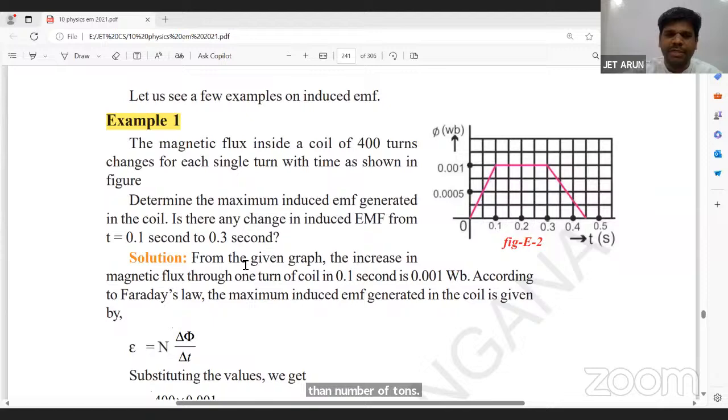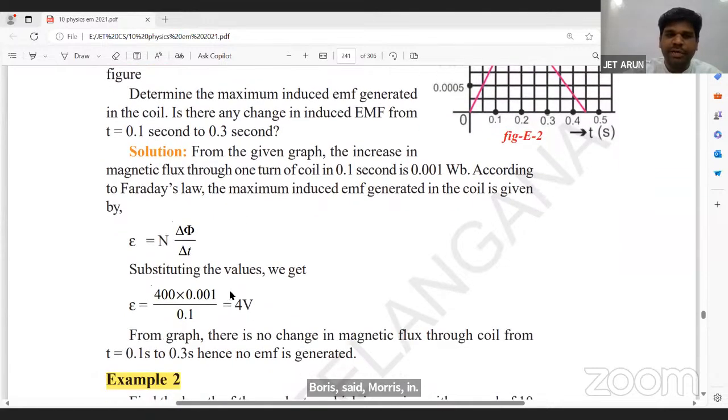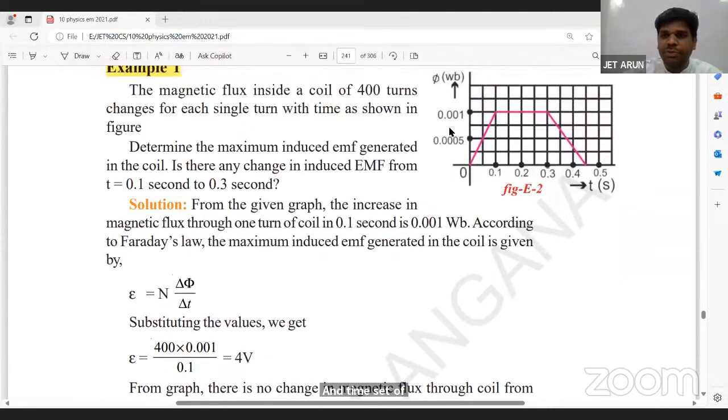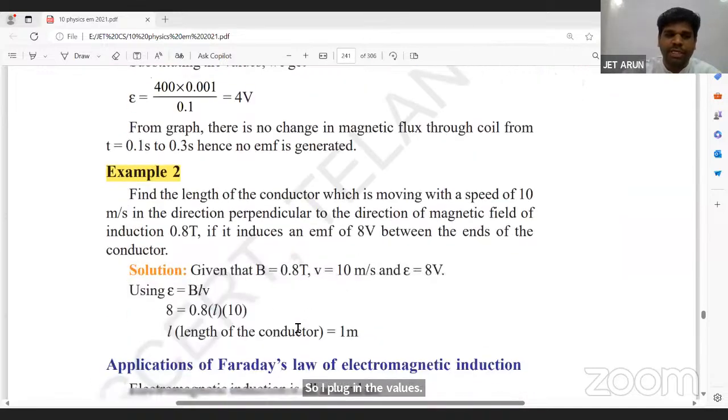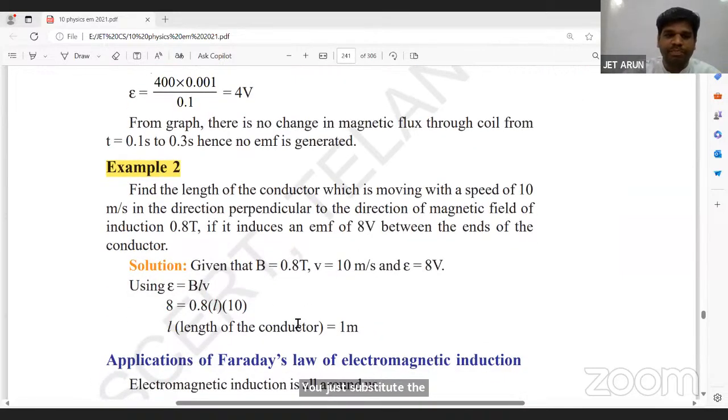And times delta phi by delta t. N is 400 into delta phi, which changes from 0 to 0.001. So I plug in the values. You just substitute the values, you'll get EMF, which is turning out to be 4 volts. Example 2, students, important example.